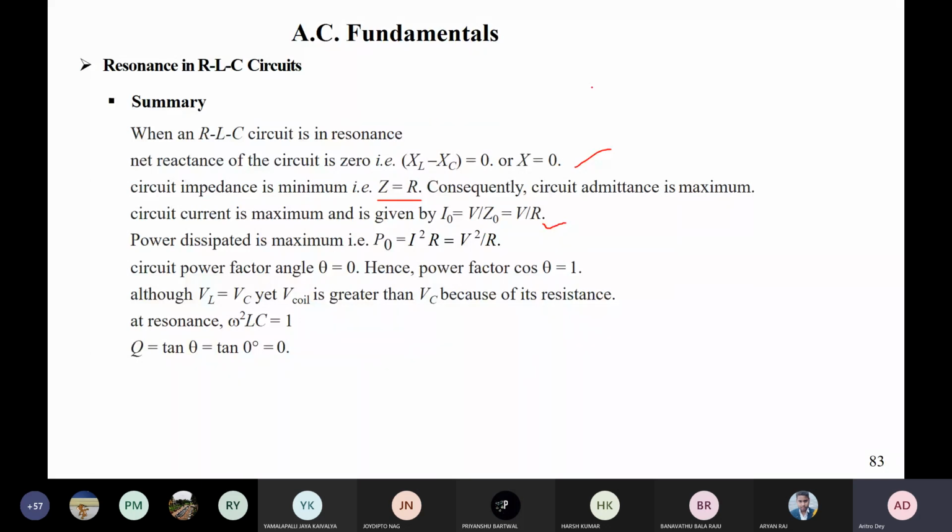Otherwise, what will happen? It is VI cos phi. So cos phi is less than 1. That means it is less. So maximum thing is at resonance only. Maximum power consumption is at resonance only. Okay.